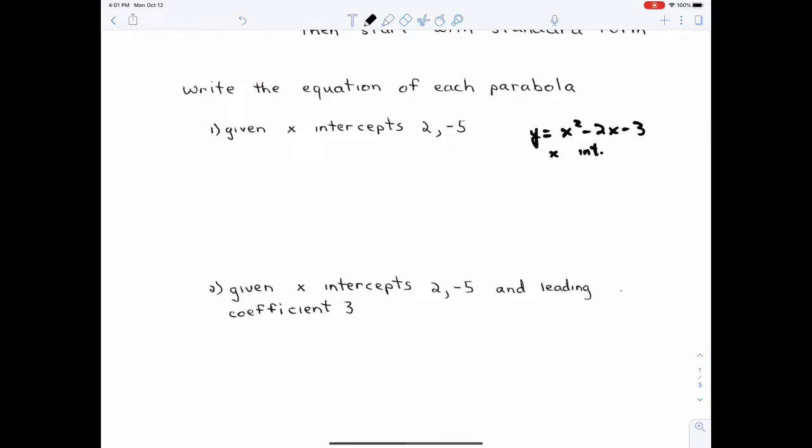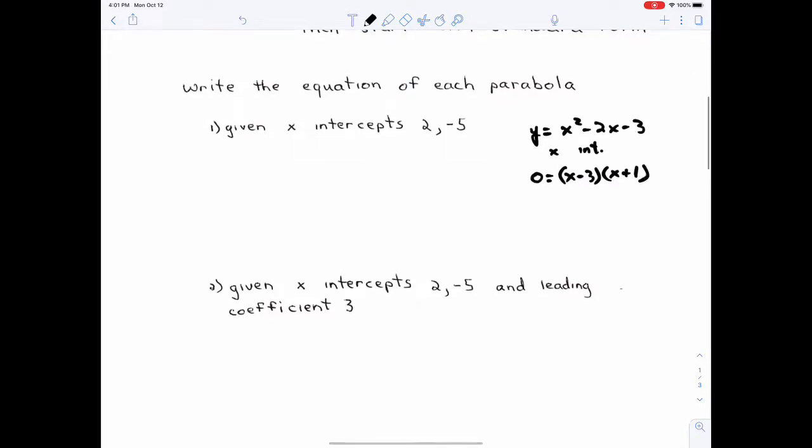The first thing you have to do is set 0 in for y, and then you factor. So it's x minus 3 and x plus 1. This is not what you want to be writing down. I'm showing you what we've done before. Then you set each factor equal to 0, even though I've said you may skip this step, and kind of please do, and then you solve. So your x-intercepts are 3 and negative 1. Actually, it's (3, 0) and (negative 1, 0).